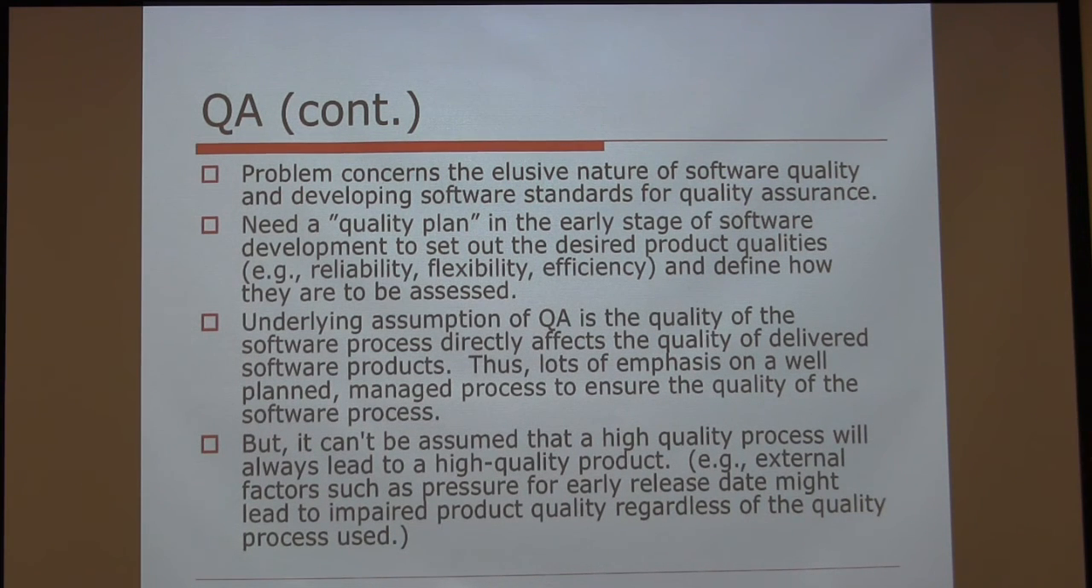The underlying assumption of QA is the quality of the software process directly affects the quality of the deliverable products. So although we're going to talk about products first and then process, the processes that we use are going to directly affect the product. So we want a well planned out and managed process. Having all of those helps you to achieve certain certifications. Absolutely. Like ISO 9001 or CMMI levels. Or if it's government, maybe NASA or NATO or some other things that are out there. External pressures such as early release date might impair quality because we don't have the time to make sure that we are abiding by the standards.